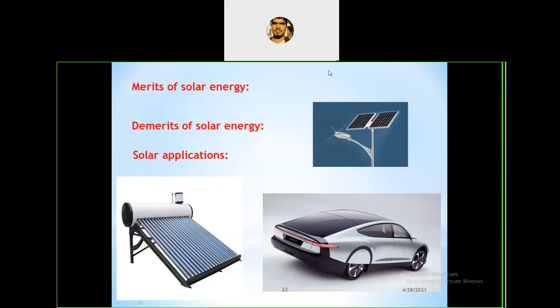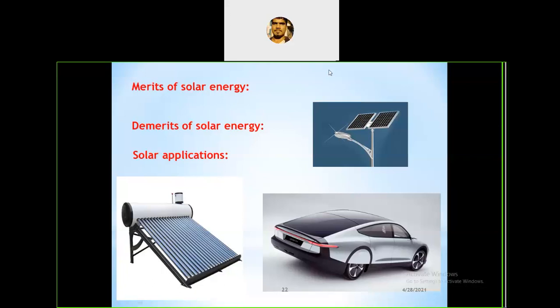It is a dilute form and requires large collecting areas, and the energy availability is not continuous. The sun is at maximum at noon and very low at night, so it is not continuous, and it requires a large space for collection. It is also a dilute source of energy, so the efficiency is less compared to commercial sources of energy.